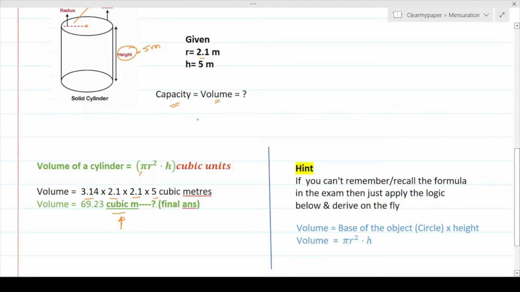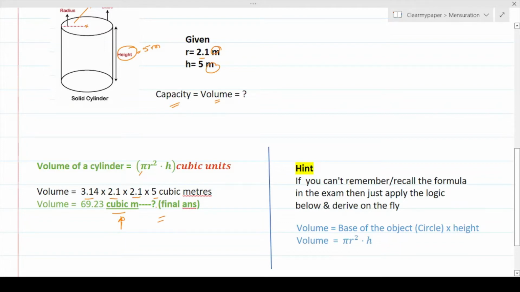Okay, since the unit is in cubic units, we need to put in meters, because that's what we have been given. That's the simple answer, and that's straight whatever marks it is assigned, 2, 3, 4, whatever that is. And like I said, if you don't memorize, or if you're not able to remember the formula, don't worry about that. Always remember this trick.